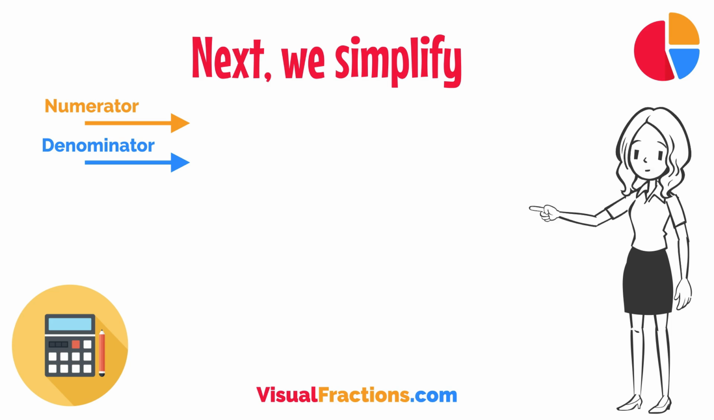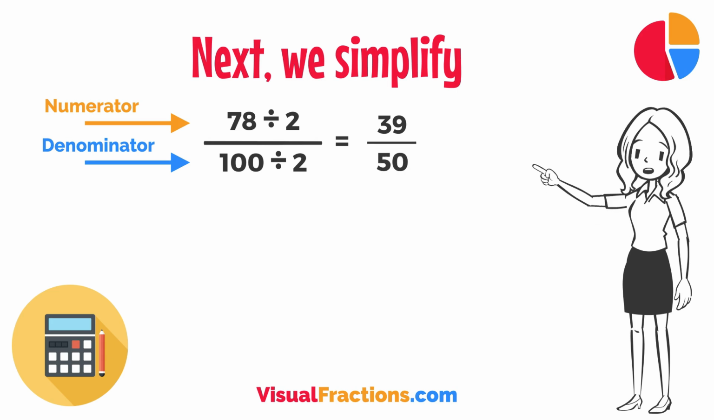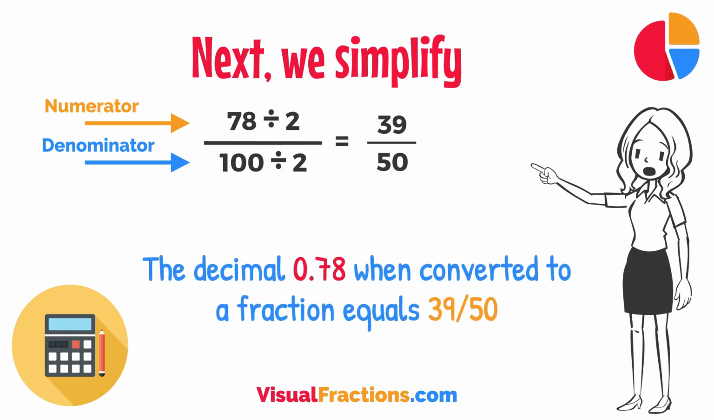Next, we simplify. Both the numerator and the denominator in 78 100ths are divisible by 2, the greatest common divisor. Divide 78 by 2 to get 39, and divide 100 by 2 to get 50. So, 78 100ths simplifies neatly to 39 50ths. And there you have it. The decimal 0.78 when converted to a fraction equals 39 50ths.